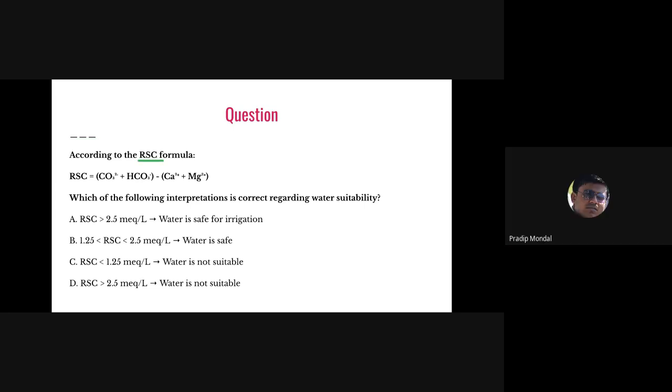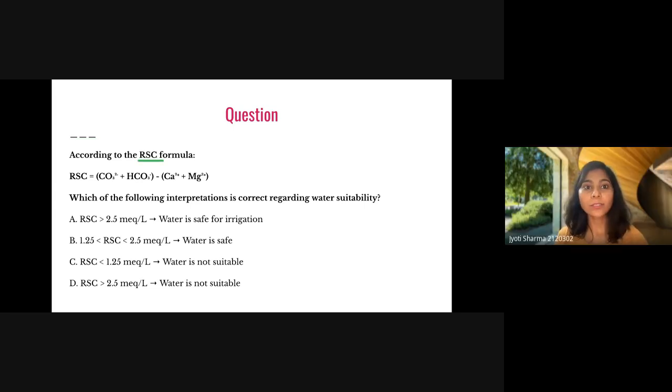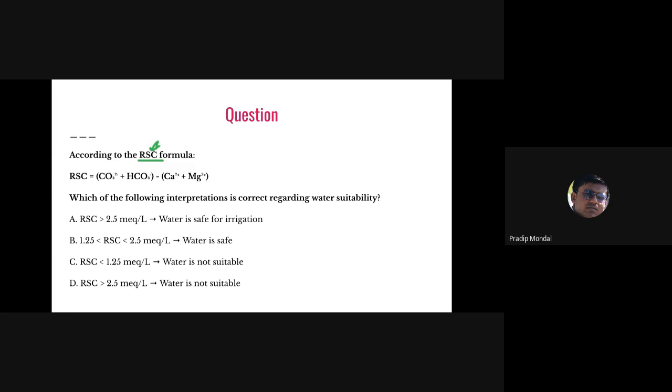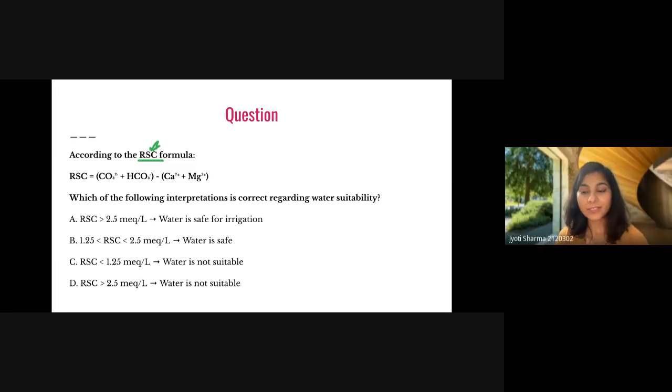Residual sodium carbonate. Yes. So this is residual sodium. And what is C? Residual sodium. Carbon. Okay, so this is carbonate, right? Carbonate. So how can we do this?